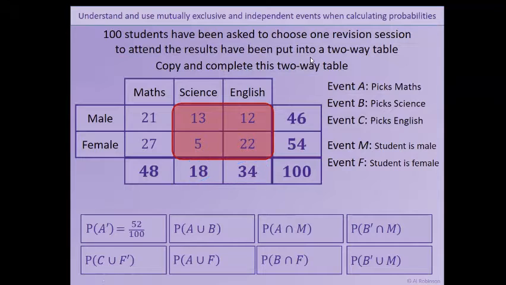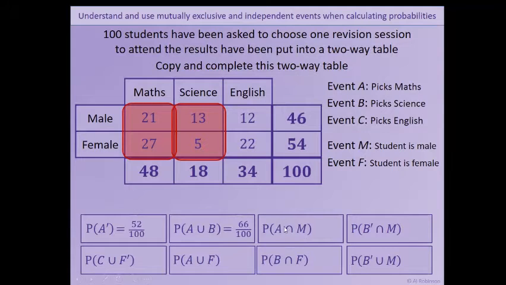Then we've got the probability of A union B, so A or B. So picks maths or picks science, okay? So that's going to be 48 plus 18, which is 66.